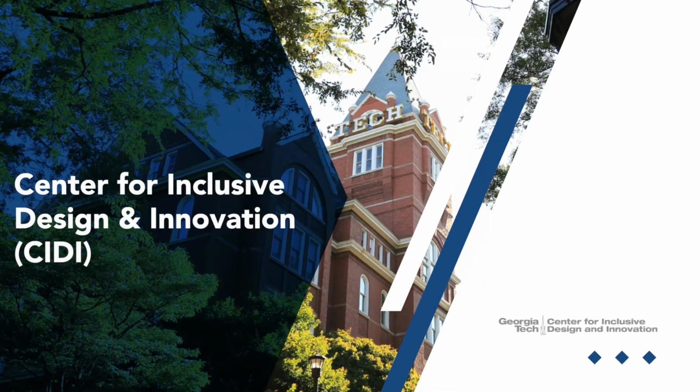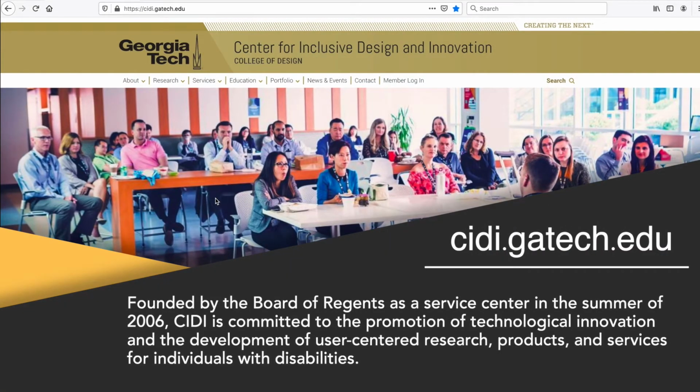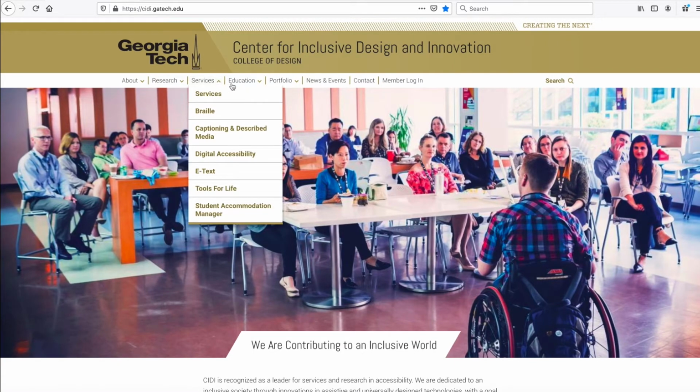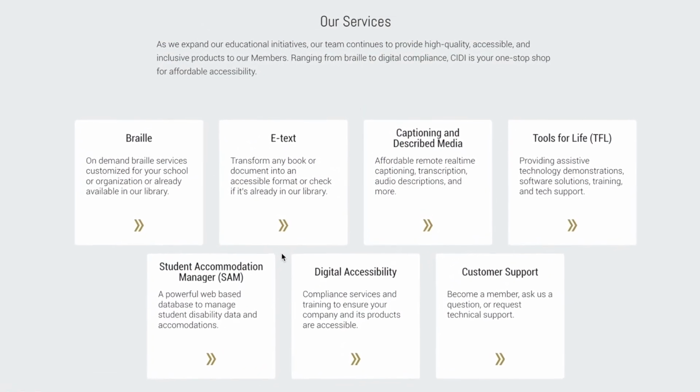Center for Inclusive Design and Innovation, CIDI, formerly AMAC, is a unique member of the University System of Georgia. Housed at Georgia Tech, a unit of the College of Design, CIDI is a College Disability Support Office's full-service accessibility partner. Founded by the Board of Regents as a service center in the summer of 2006, CIDI is committed to the promotion of technological innovation and the development of user-centered research, products, and services for individuals with disabilities. As a research, service, and education center, CIDI addresses unmet needs in higher education, government, nonprofits, and corporations by providing accessible and inclusive environments for all.